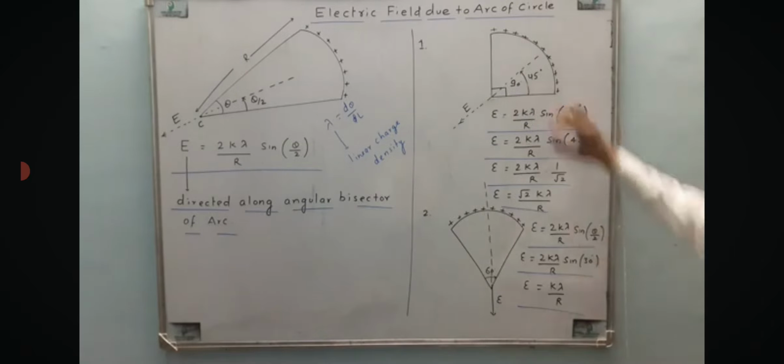So let's implement what we have learned in two cases. Here theta is 90, so after reductions, the electric field has a magnitude root 2 kλ by r, and here it is kλ by r. So using this trick you can solve your question quickly.